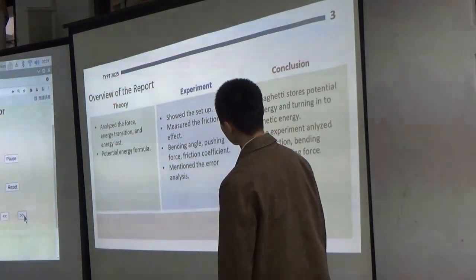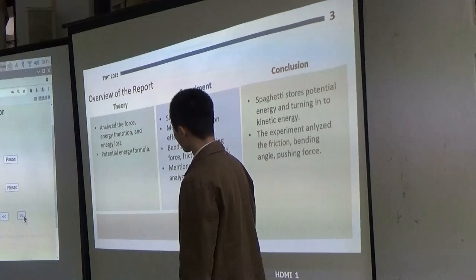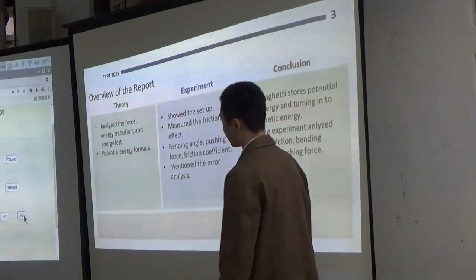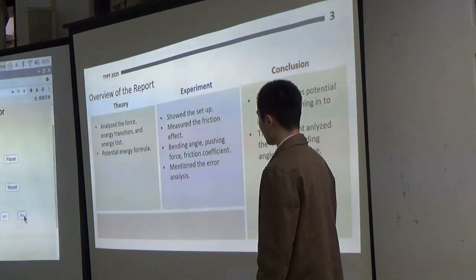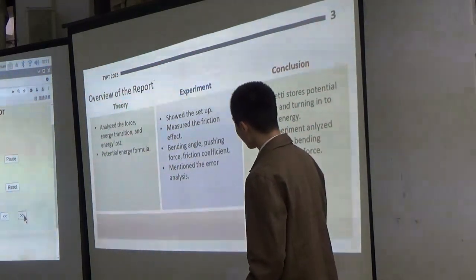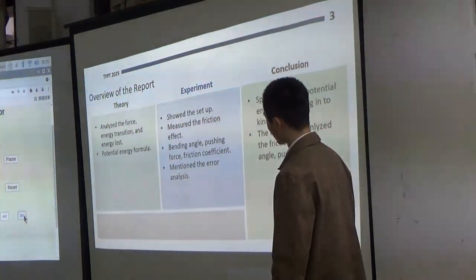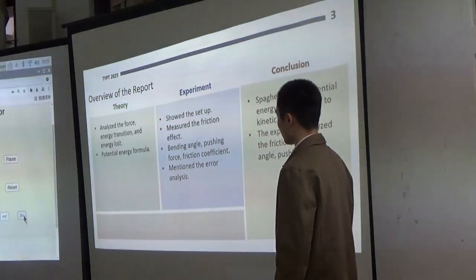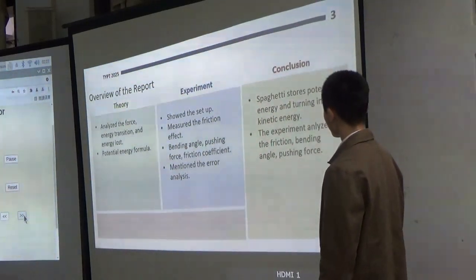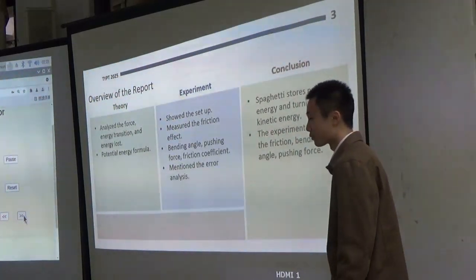And this part is the overview of the reporter. For the theory part, they analyze the force, energy transition, and energy loss, and they provide a potential energy formula to get the velocity. For the experiment part, they show the setup and they measure the coefficient of friction, and how the friction will affect the result. They change the bending angle, the force, and the coefficient of friction, and they mention the error analysis. For the conclusion, the spaghetti stores potential energy and turns it into kinetic energy, and the experiment analyzes the friction, bending angle, and push force.